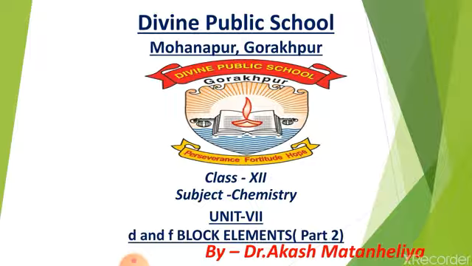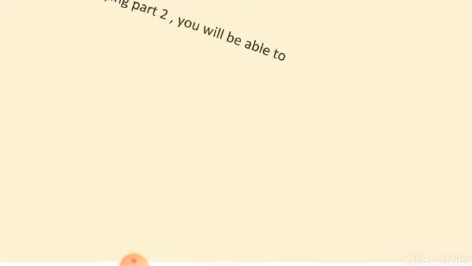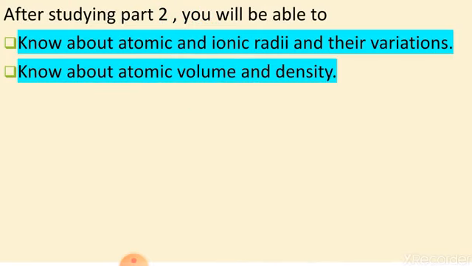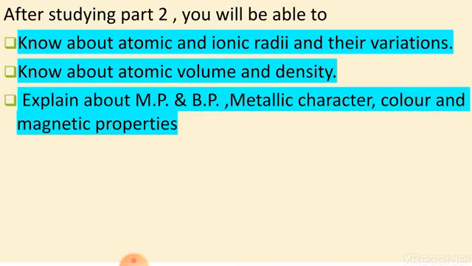Now dear students, let us focus on part 2. After studying part 2, we will be able to know about atomic and ionic radii and their variation in groups and periods. Basically, you have to focus on these variations period wise, not group wise. Then you will be able to know about atomic volume and density. Then you will know some more general properties basically belonging to the 3d series, that is explanation of melting point and boiling point, metallic character, color and magnetic property.